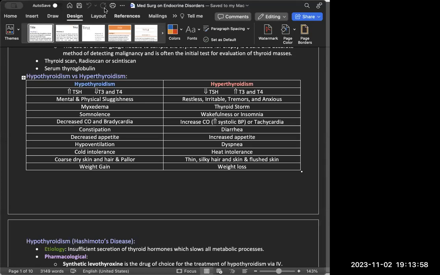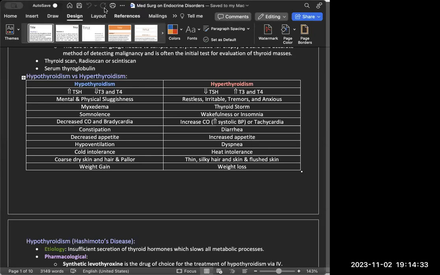Whereas with hyperthyroidism, everything is stimulated, right? So we have that decreased TSH, but we have an increased T3 and T4. So we have restlessness, irritability, tremors, thyroid storm, which is basically like your heart rate is really high and this patient's really anxious, and any sort of stimulation can trigger that even more. They have insomnia, whereas people with hypothyroidism are more sleepy, right? With hyperthyroidism, they have increased cardiac output, tachycardia, whereas it's the complete opposite for hypothyroidism.